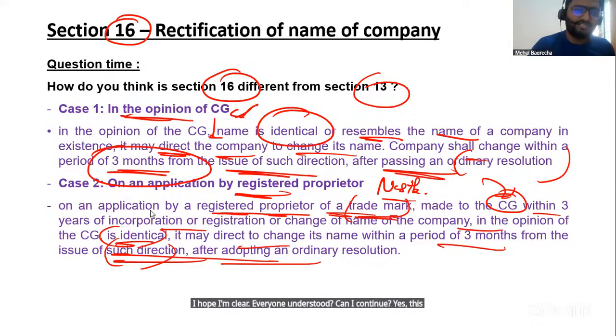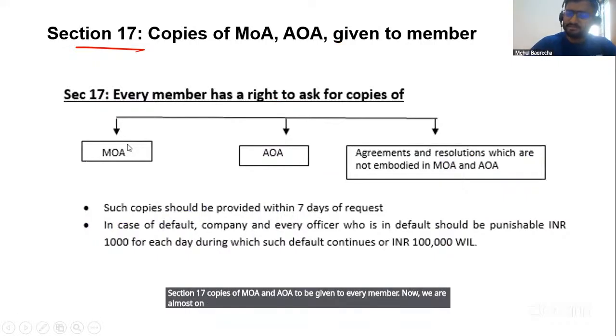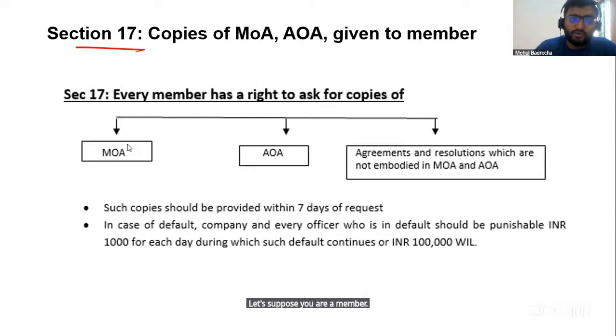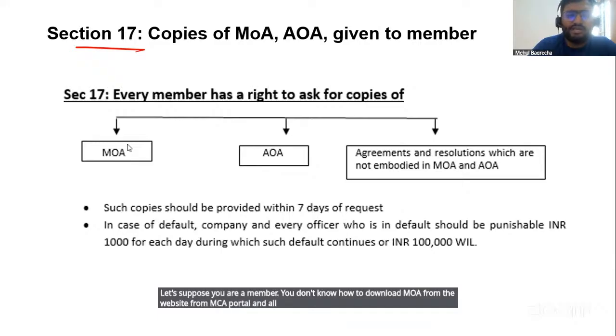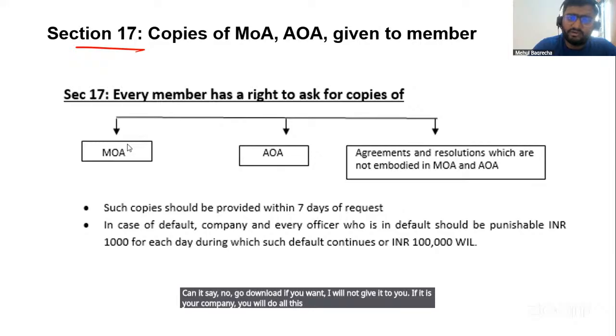This is about section 16. Section 17, copies of MOA and AOA to be given to every member. Now, we are almost on the verge of completing this chapter. Pay attention, simple topic. Let's suppose you're a member. You don't know how to download MOA, AOA from the website, from the MCA portal and all of that. You need a copy. You've demanded it. Is the company bound to give that copy to you? Can it say, no, go download if you want, I will not give it to you? If it is your company, you will do all this, where you can say, no, if you want, go ahead, download. I'm not going to give it to you.